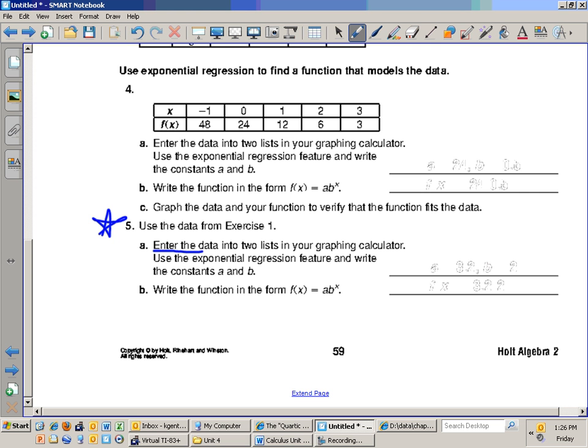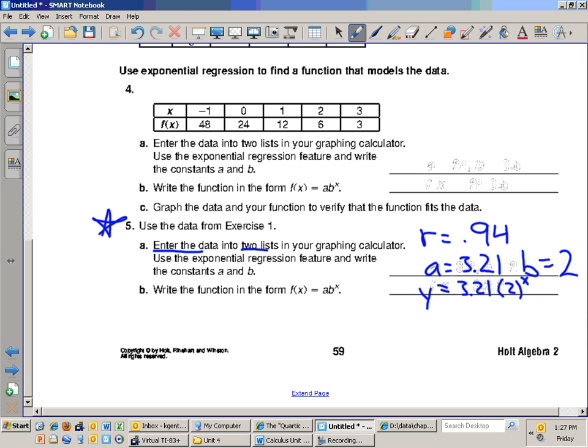Enter the data into the two lists. We did that. Okay, use the exponential regression feature and write the constants A and B. Now, what was the R value that we came up with? 0.94. So that looks pretty high. We came up with A equal to 3.21 and B was equal to 2. So the equation that we would write looks like this: y equals 3.21 times 2 to the x. Okay, that's what the equation looks like.